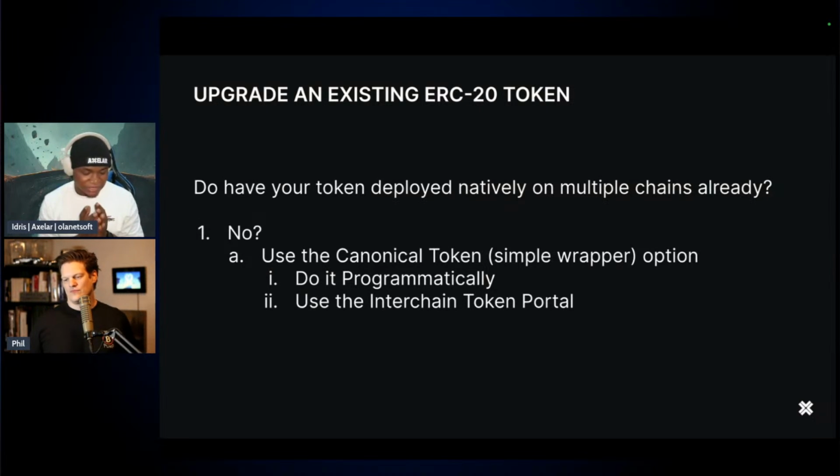Maybe the reason your answer is no is that you only have your token on Base or on Ethereum, and you want to deploy a simple wrapper, a canonical version of that token, onto another chain. So this is the option for you. You can either do it programmatically or use the Interchain Token Portal. In the demo session of this workshop, we'll deploy a token on Base and then register it canonically on Optimism. So we'll be using this option during this demo.